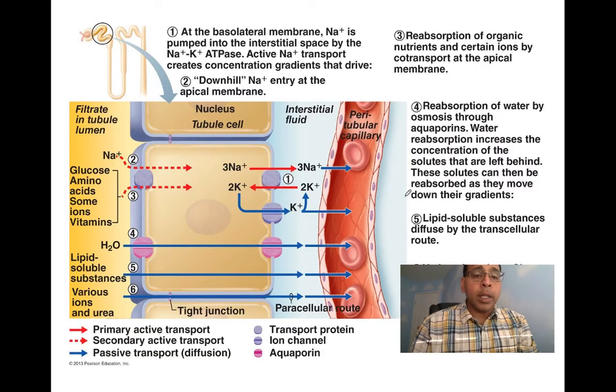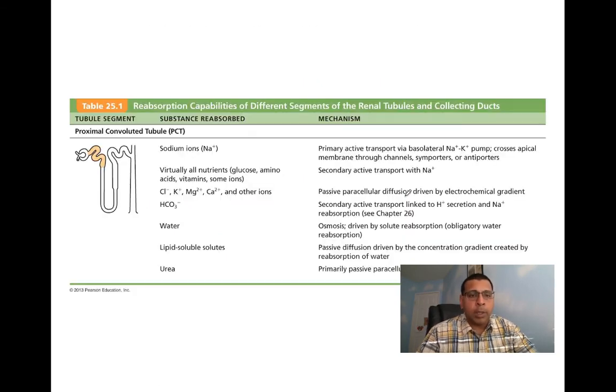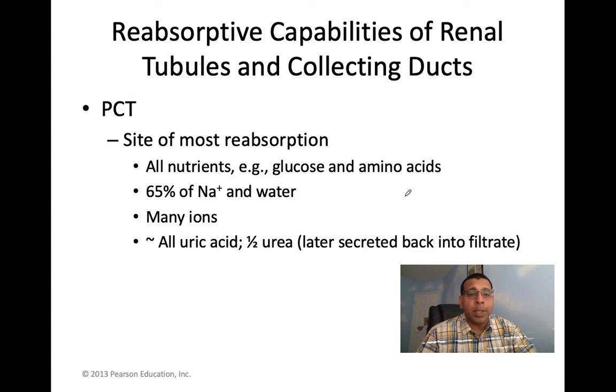So here we can see at the level of the PCT how certain substances are reabsorbed. Which ones involve primary active transport versus secondary active transport versus passive transport. And then you can also appreciate each of those different proteins and channels that we have there as well. So let's go through reabsorption. Let's talk about reabsorption in relation to the PCT.